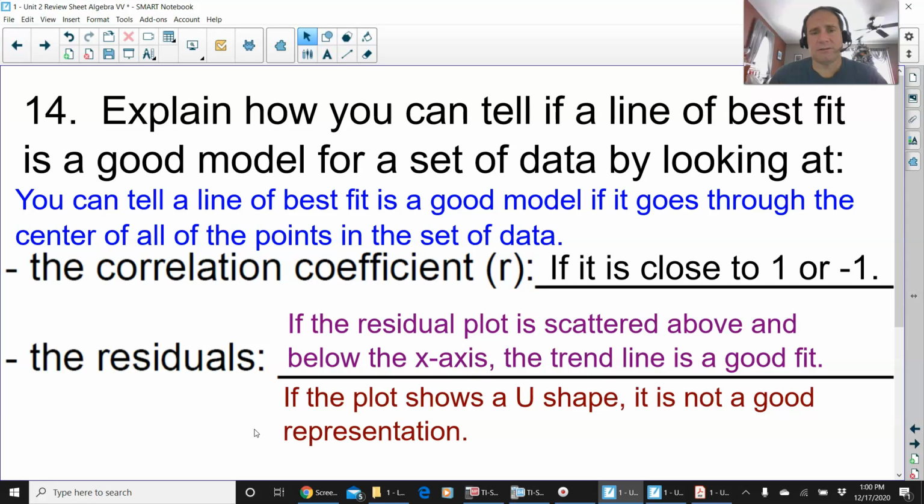So the residual plots, if the points are scattered above and below kind of equally below that x-axis, the trend line is a good fit for that linear scatter plot. Where you draw that trend line and it's linear, you could draw a nice trend line, and that residual plot would be scattered above and below. If the plot shows a U shape, that is not a good fit. So that means that trend line cannot be drawn and say it's a good representation for that scatter plot. And that's number 14.